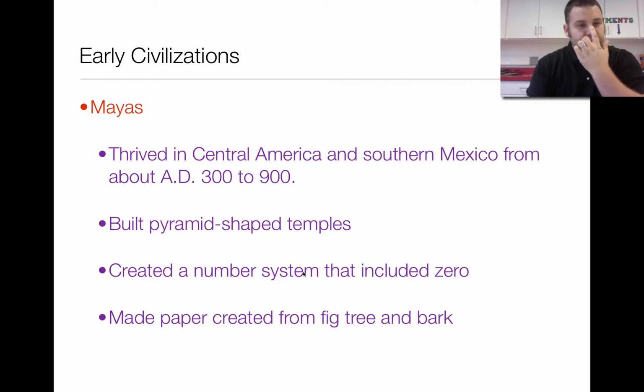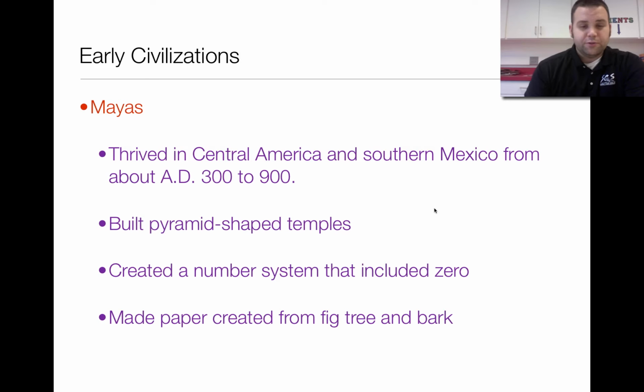Okay, so the Mayas. This group thrived in Central America and southern Mexico from about 300 to 900 A.D., which is about in our time frame here. So we're talking like Belize, Guatemala, Honduras, the Yucatan Peninsula there in Mexico. They built pyramid-shaped temples. So it had four sides and came to a point at the top.